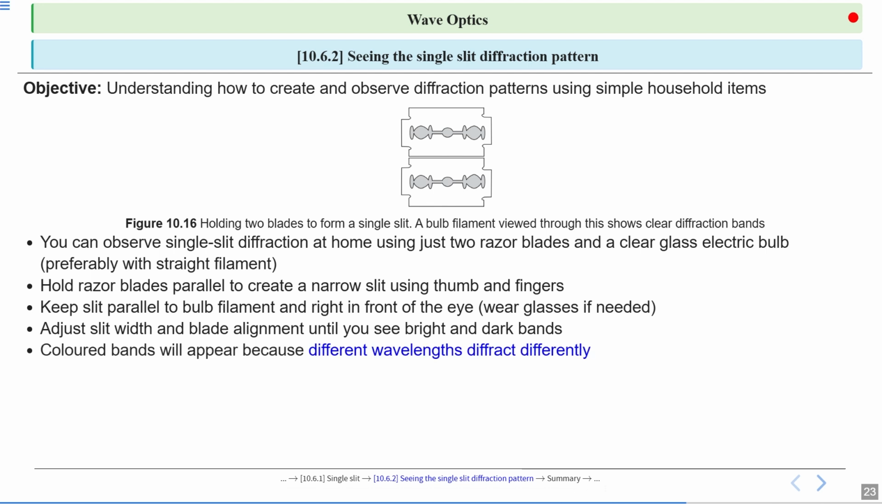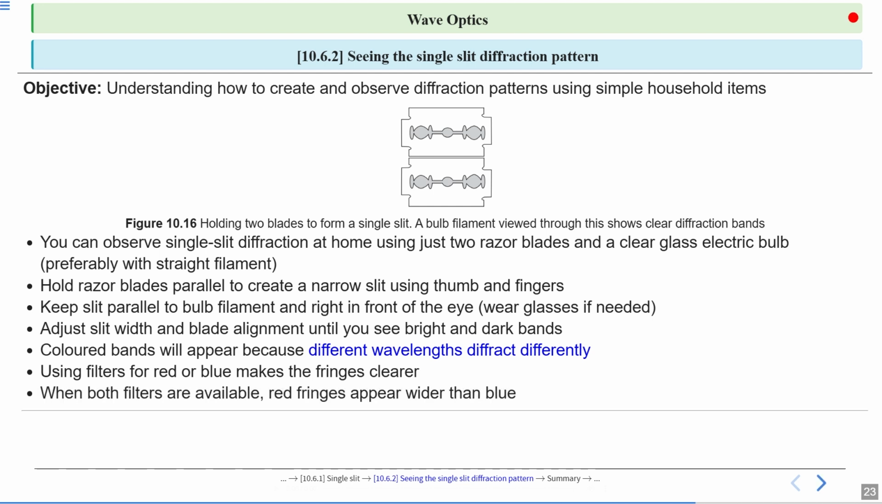You will notice that colored bands appear because different wavelengths of light diffract differently. This is an important concept showing how light of various colors behaves uniquely. To make the fringes clearer, you can use filters for either red or blue light. These filters help isolate specific wavelengths, making the diffraction pattern more distinct and easier to observe.